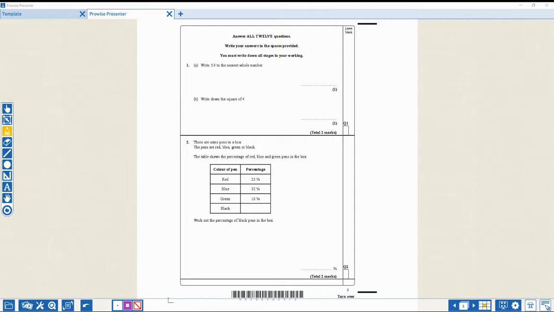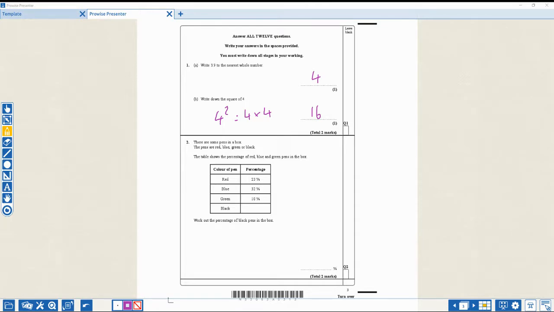So the first question, write 3.9 to the nearest whole number. So anything 5 or above rounds up, so 3.9 rounds up to 4. Part B, write down the square of 4. So 4 squared is 4 times 4, which is 16. If you use a calculator for that one, you just square that if you need to.